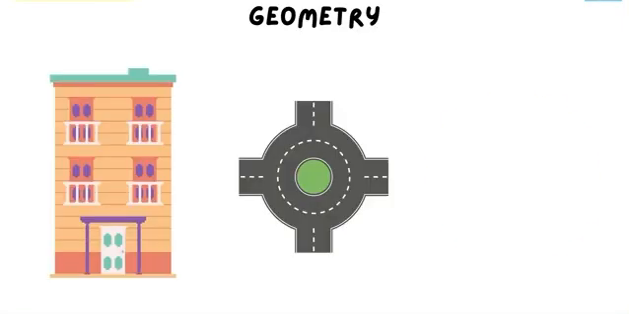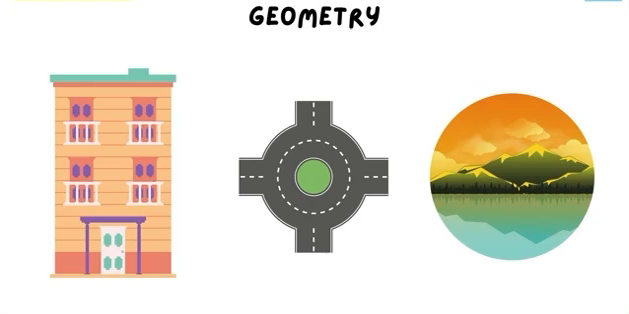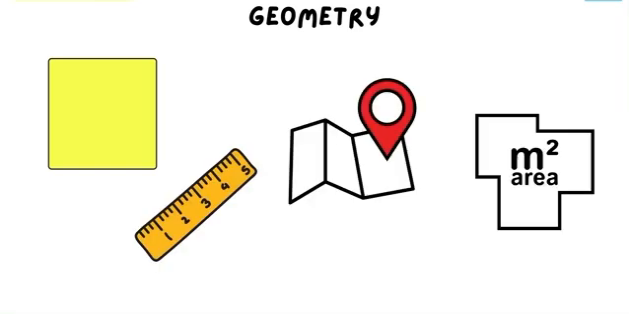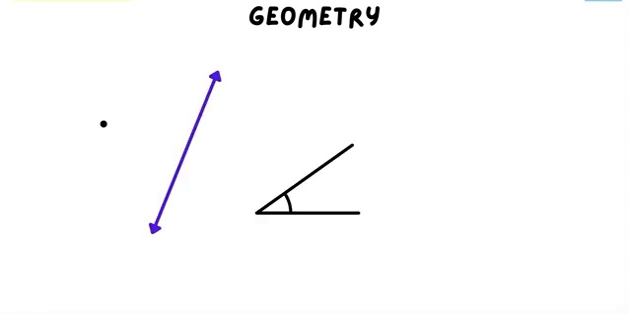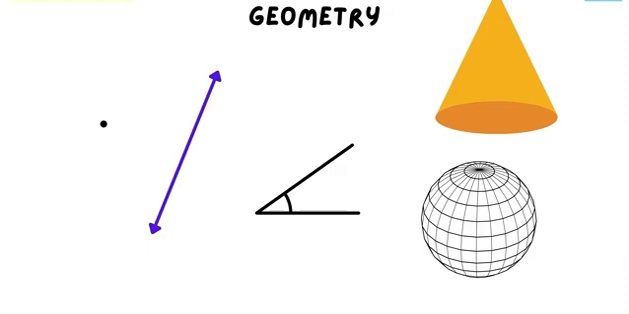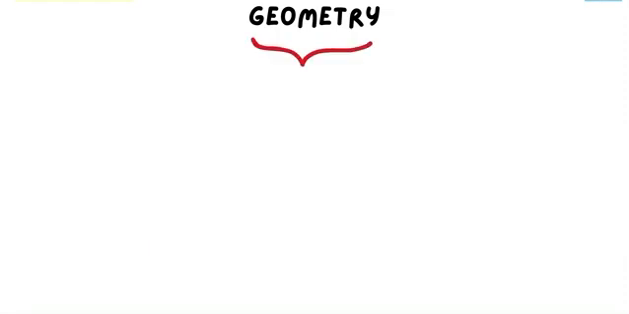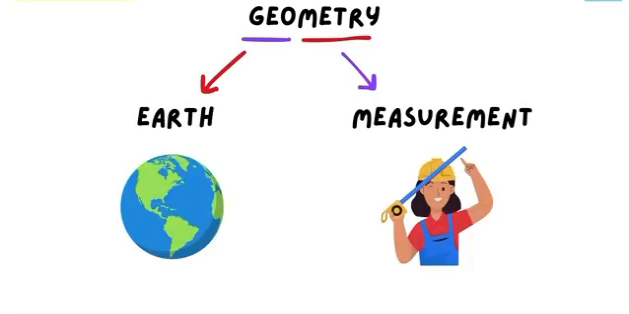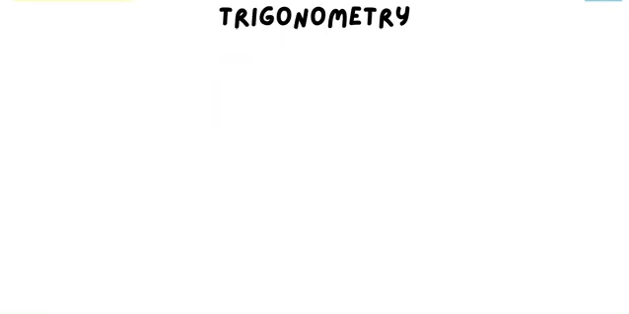Geometry. Look around you. Buildings, roads, and even nature follow geometric patterns. Geometry is a branch of mathematics that deals with the study of shapes, sizes, positions, and properties of objects in space. It explores concepts like points, lines, angles, surfaces, and solids, and how they relate to each other. The word geometry comes from the Greek words geo, which means earth, and metron, which means measurement, originally tied to measuring land and understanding the physical world.